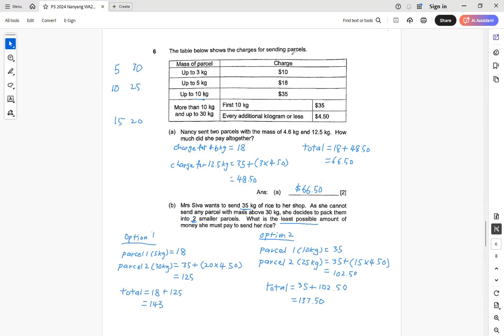Why these other options of mixing up to form 35 won't give you the least possible is because if I look at all these charges and find the per kg price, it is 10 divided by 3, which is about $3.33, because this one has a never-ending decimal. For this one, you take 18 divided by 5, you will get $3.60. To find 1 kg here, take 35 divided by 10, you will get $3.50. So as long as you are in these 3 categories, these are the respective prices per kg.